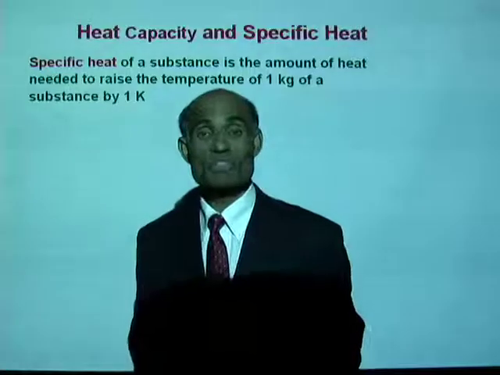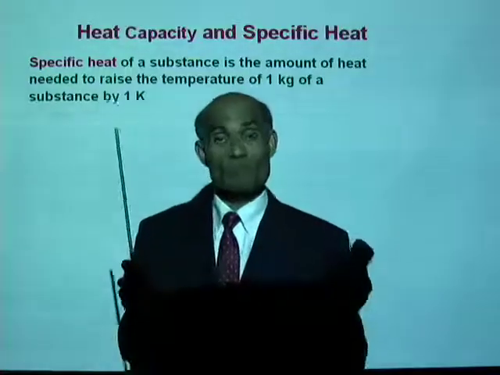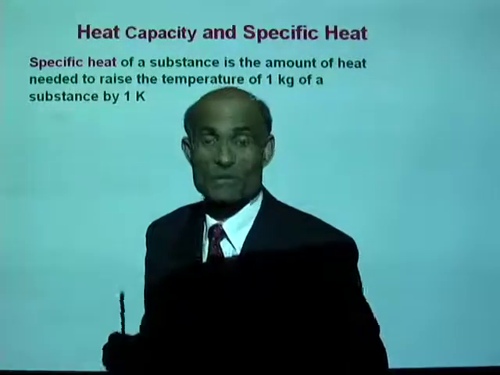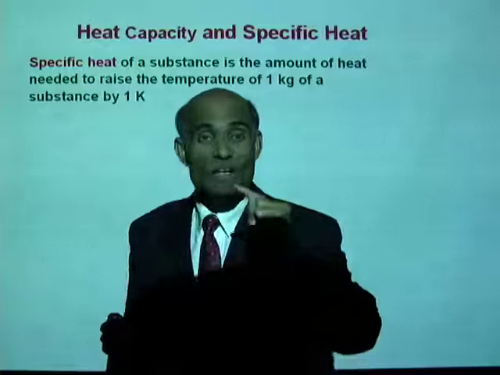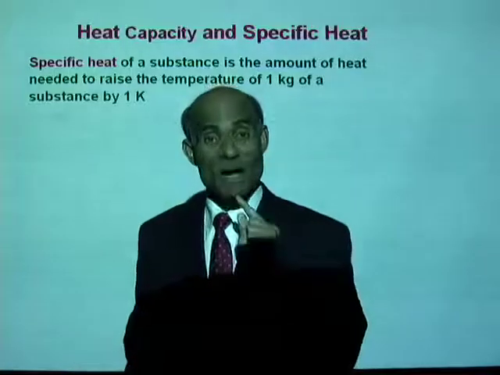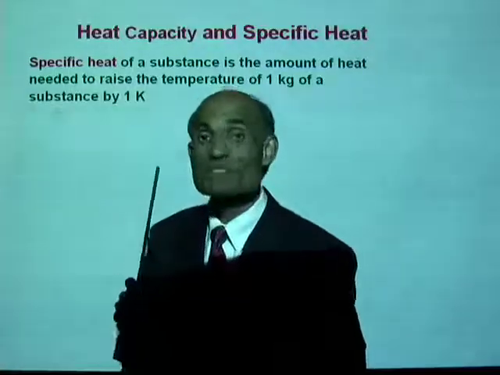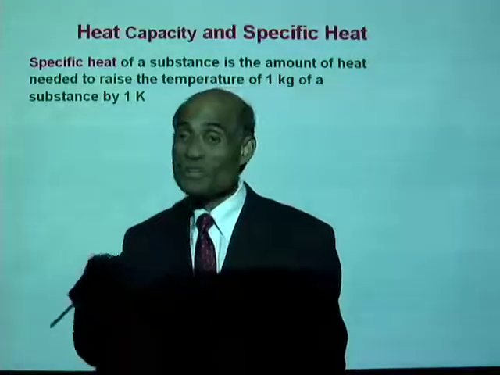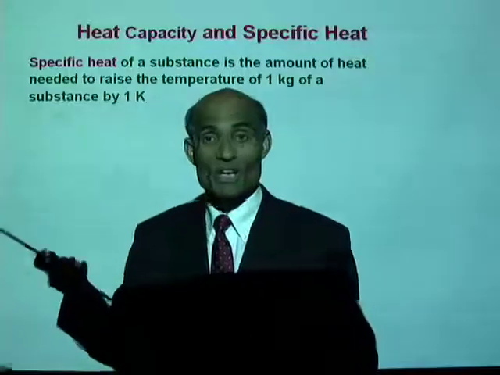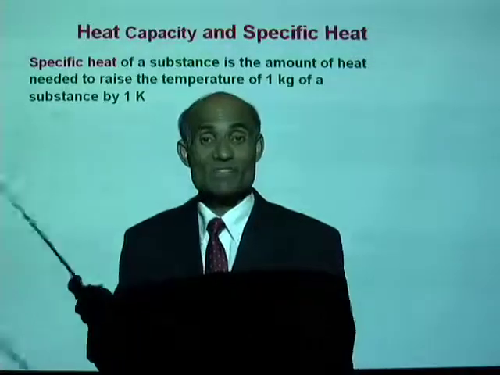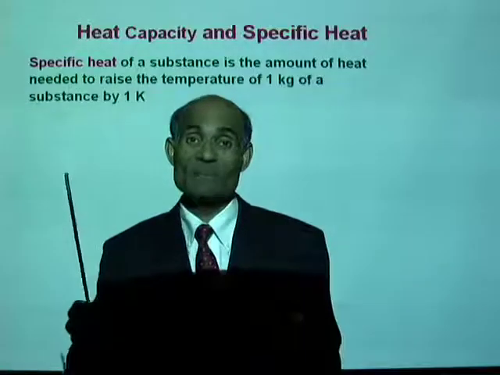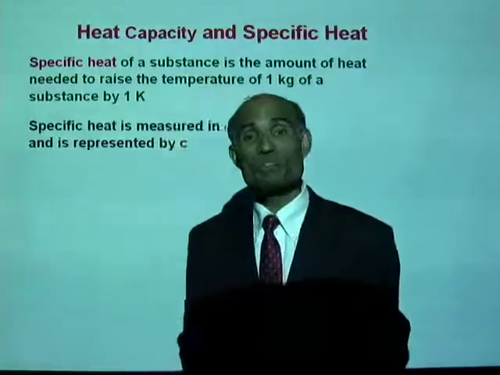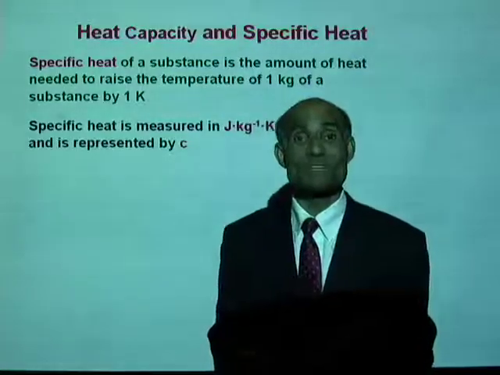So what is the definition of specific heat of a material? The amount of heat that is required to raise the temperature of 1 kilogram of a substance by 1 Kelvin is called the specific heat of that substance. Now, it means different substances require different amounts of heat so that 1 kilogram of that substance may be raised by 1 Kelvin. Now, what is the unit for measuring specific heat?